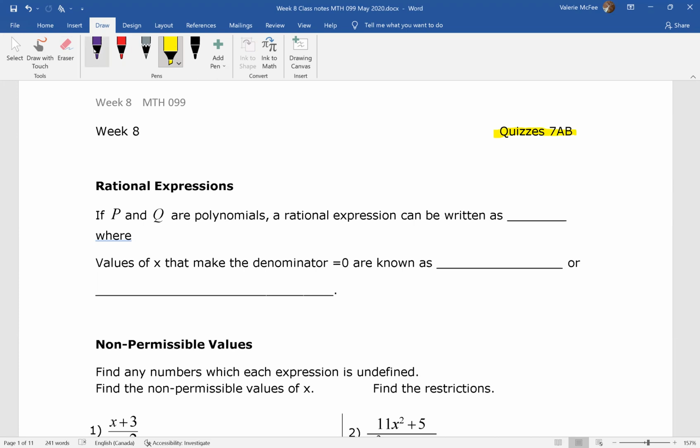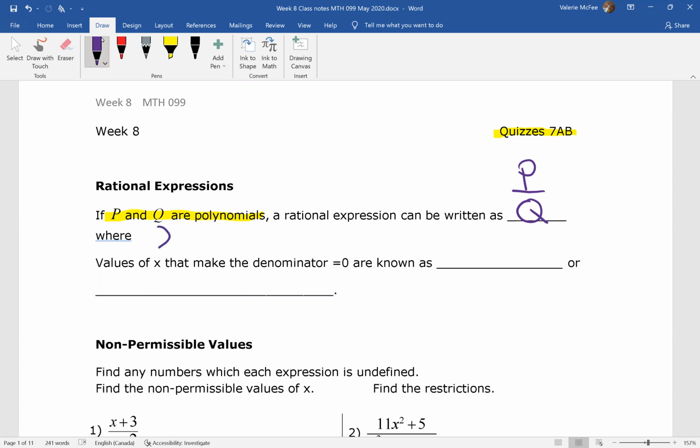Now, when we're talking about rational expressions, we're going to start with polynomials. P and Q are polynomials. Those are those expressions we've been working with. They contain a variable, quite often x, but they could contain any variable. If we have polynomials P and Q, we could say that a rational expression is written as P divided by Q.